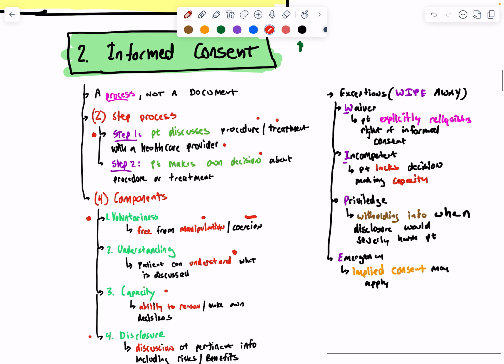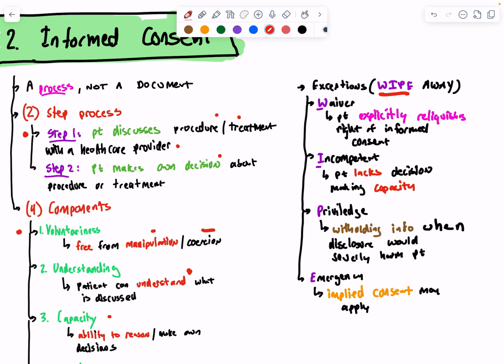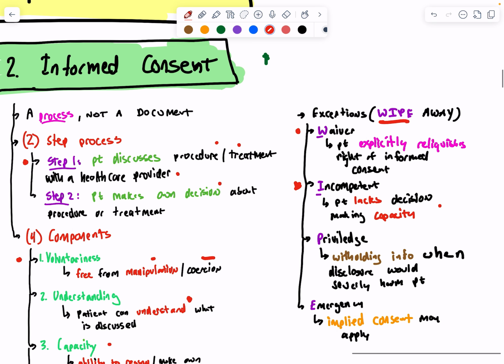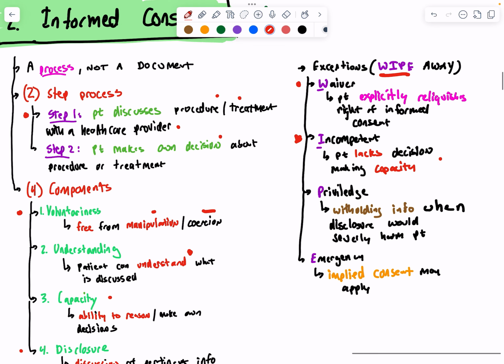All right, exceptions to informed consent. We use the WIPE AWAY mnemonic, but the exceptions to the informed consent are a waiver. Patient explicitly relinquishes right of informed consent. They are incompetent, so they lack decision-making capacity. And you can imagine in an emergency situation, there's implied consent in those situations.